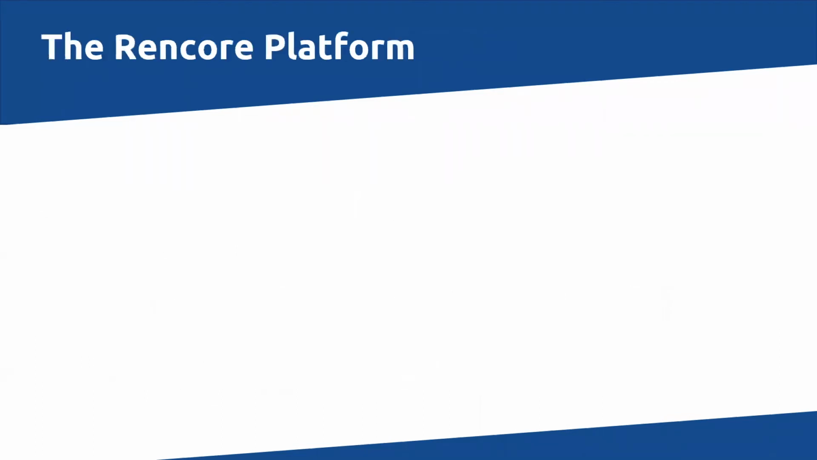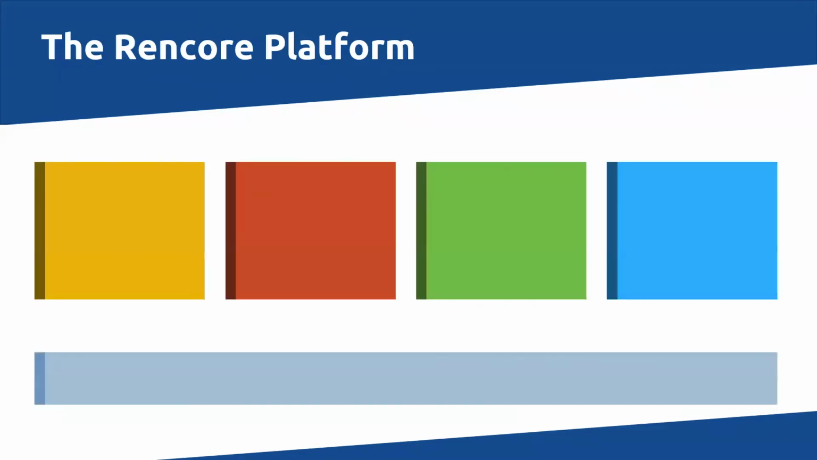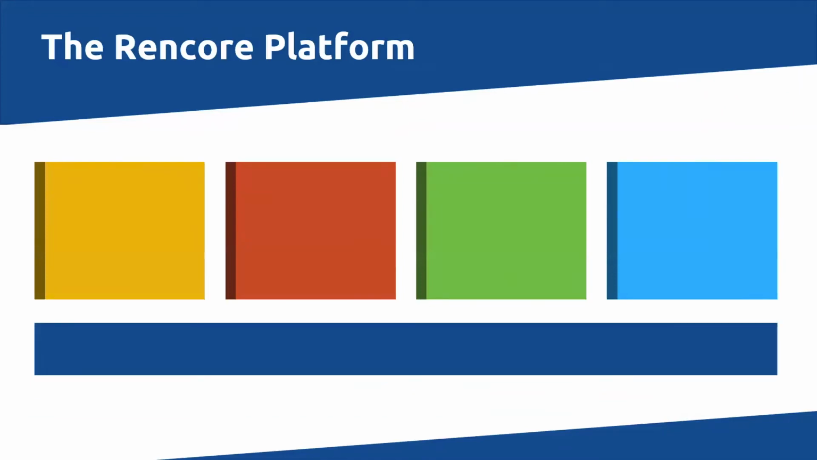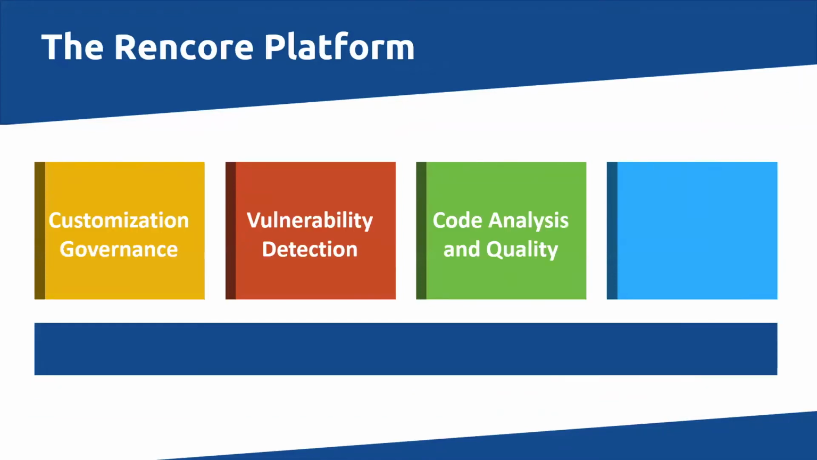So obviously one of the things at Rencore is we have the Rencore Platform. And the Rencore Platform, for me, is built into 4 specific blocks. The first block for me is customization governance. Then we have vulnerability detection, then code analysis and quality, and then continuous monitoring. And all of that is wrapped around what we refer to as the risk assessment.